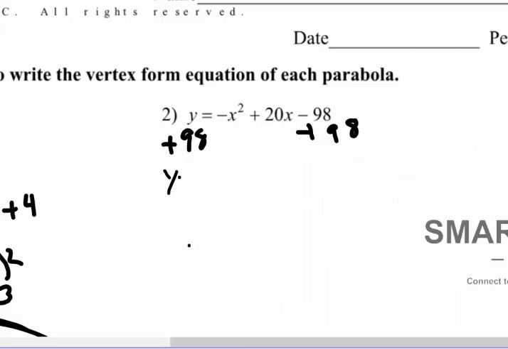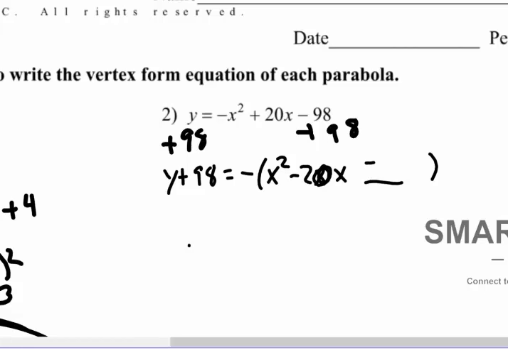So we've got y plus 98 equals, now with this, since there's a negative in front, what we have to do is pull the negative out. And when we factor the negative out, it changes the sign of the b value as well. So now we have to take half of negative 20, which is negative 10, then square it. That's positive 100. So we're adding 100 in here.